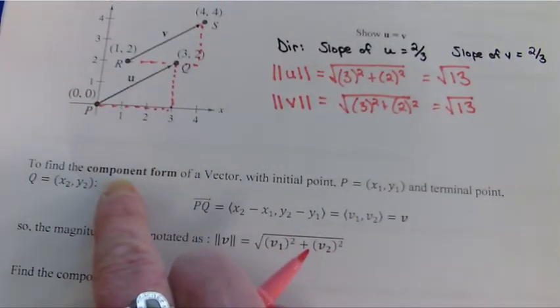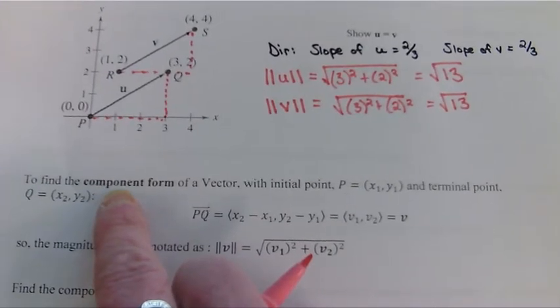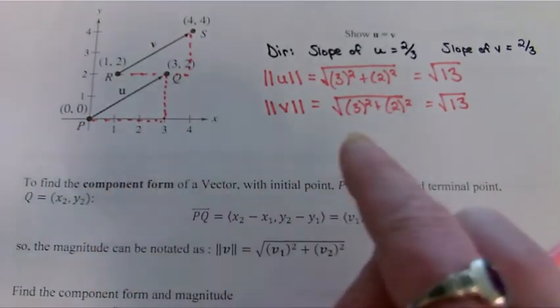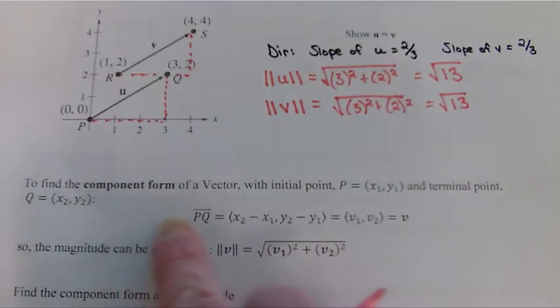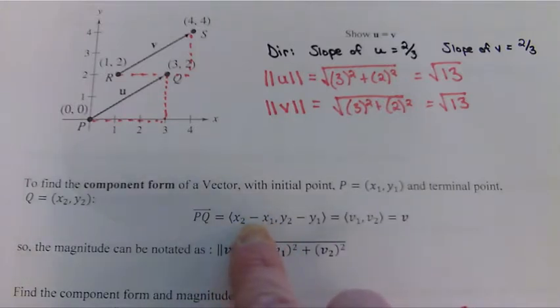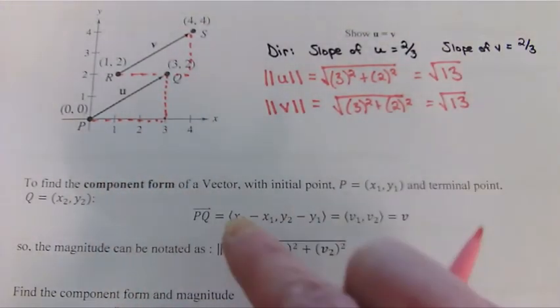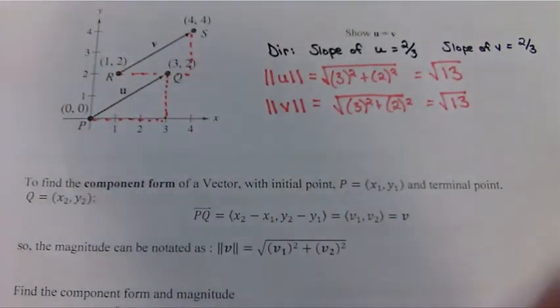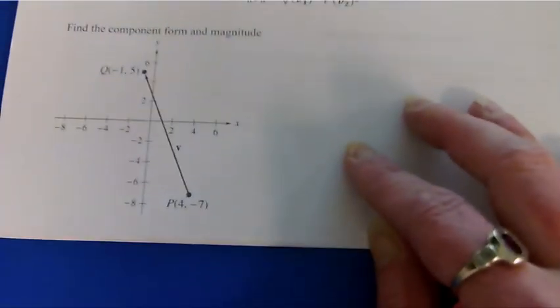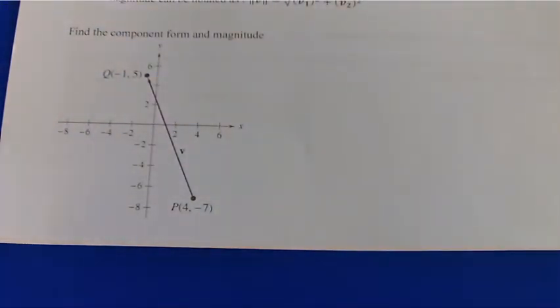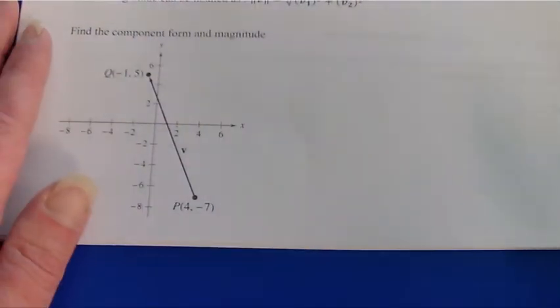There's another way to write a vector, and it's called the component form. The component form is written as the change in the x's, comma, the change in the y's. Which means you already have your horizontal distance and your vertical distance. So it actually helps when you're finding the magnitude. In this example, we're going to write it in component form and then find the magnitude.